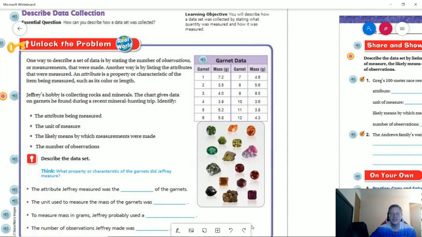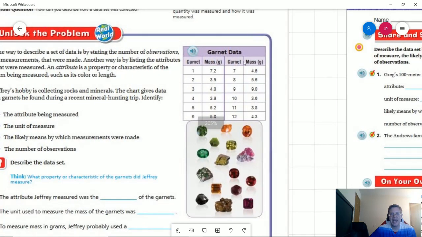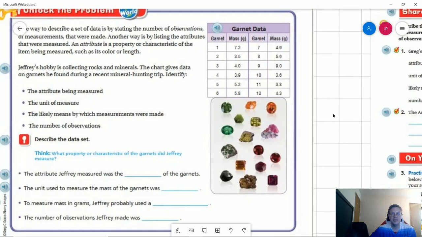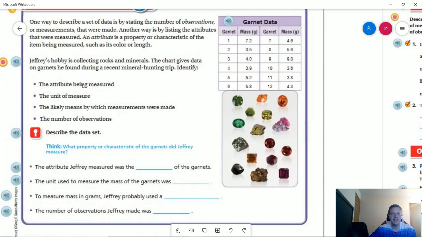And so, for instance, for this particular picture, we have different colors of gem. We also have different masses, which would be the unit of measurement. And so we may ask what we're measuring. In this case, we're not just measuring the color. We could have done that, but the data that we have suggests that we were working with the mass. Unit of measurement, we would have the grams for that. Likely means by which the measurements were made: we probably used a scale or a balance. And then the number of observations, and so we have a set of 12.